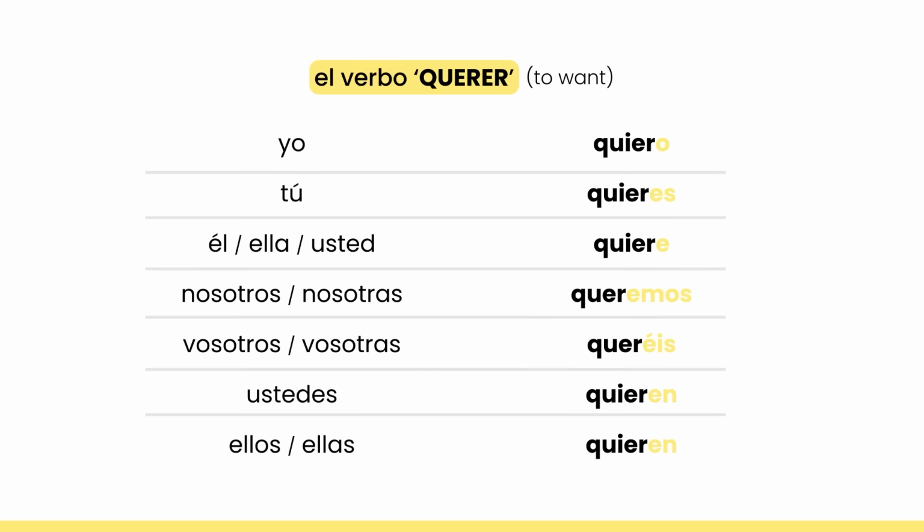So if we're talking about I, so yo, then we add an o after the stem. If we were talking about you, tú, then we add es. And if we were talking about we, so nosotros, nosotras, we add emos. And actually what we can do is to look at those endings separately, because we can actually use them, and this is the trick, we can use them as a basis for all the other verbs that also end in er.